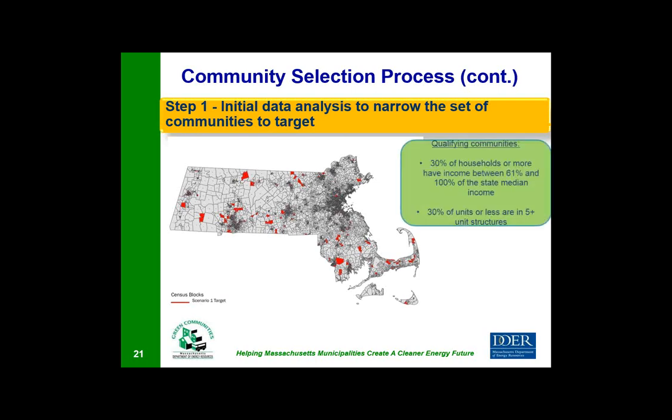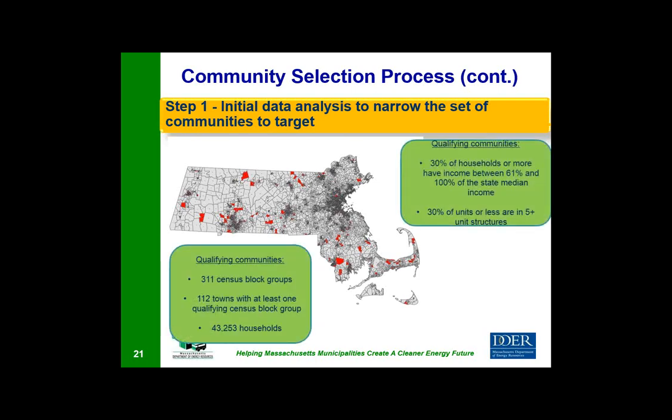What you can see is that if you apply a criteria so that 30% of the households in a community have to have incomes between 60 and 100% of the state median, and 30% or fewer of the units are 5+ unit structures, we have 311 census block groups across the state of Massachusetts that meet those criteria, and those are spread across 112 towns. In total, we've got a little over 43,000 households across these census block groups in these towns. So there's really a nice set of communities and households for the PAs to work with.